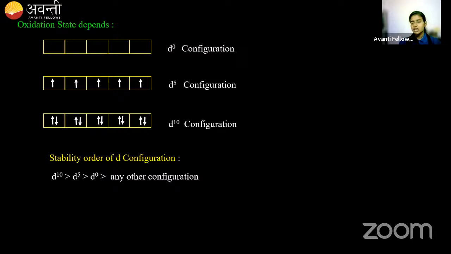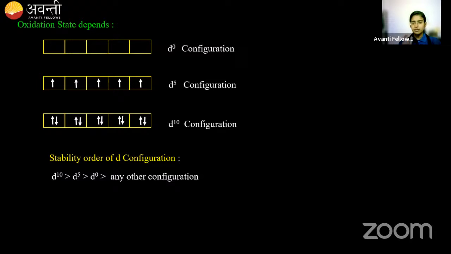That's why, for scandium also, I have told you, d1 is less stable compared to d0, so scandium cannot exist in the +2 oxidation state. Got it? So d0 is more stable. After that we can go for d1, d2, d3, d4, d6, d7, d8 and d9. All these are the other configurations.